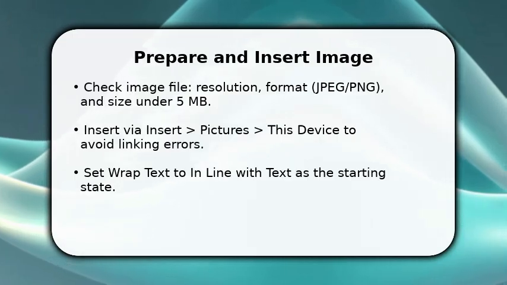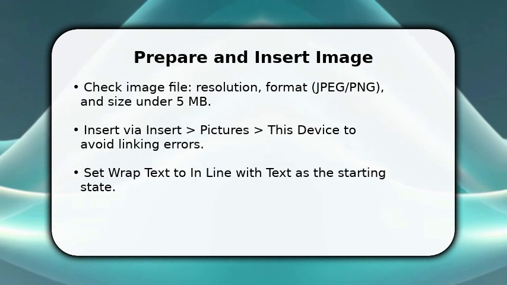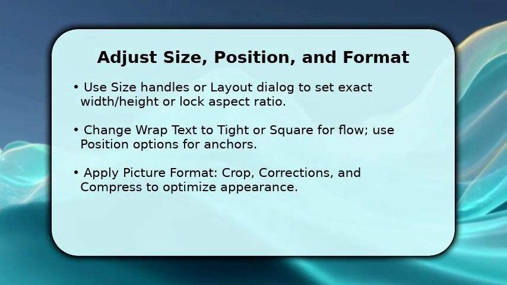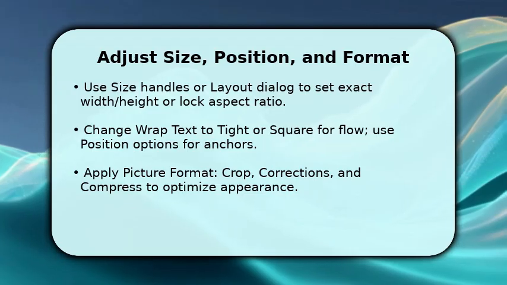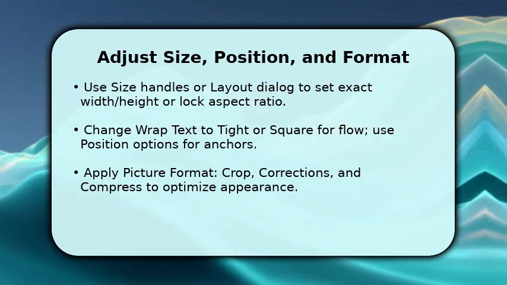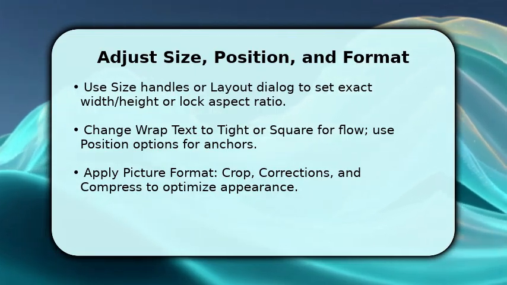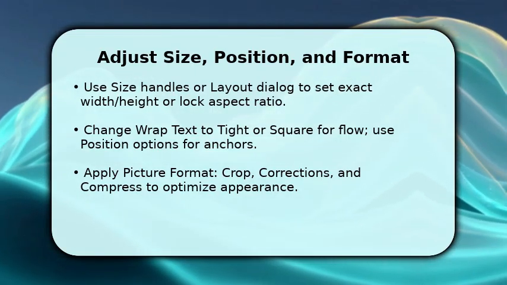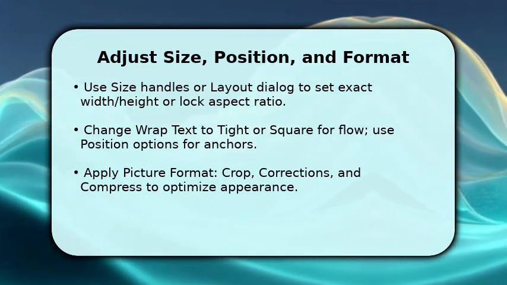is embedded and stable. You now refine how the image sits and looks. First, drag the corner handles or open the layout dialog to enter exact width and height, and lock the aspect ratio so the image doesn't distort. Then change wrap text to tight or square to let text flow around it, and use position to anchor relative to page or paragraph. Finally, use picture format tools.